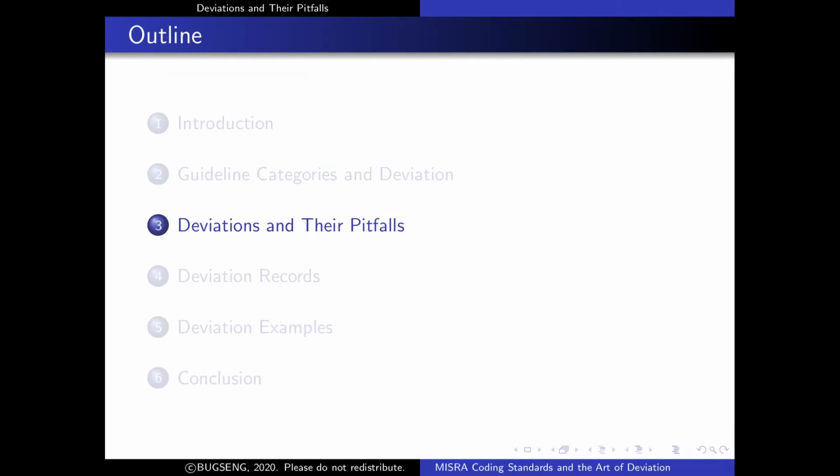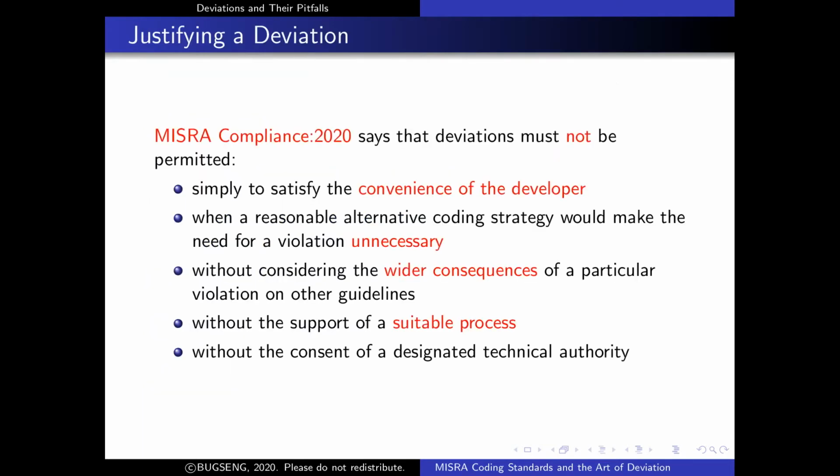So, deviations and their pitfalls. It is important to understand what it takes to properly justify a deviation. To make things clear, I would like to point out that this slide and the following one are not by me. They are by MISRA Compliance 2020, almost verbatim. MISRA says that deviation must not be permitted simply to satisfy the convenience of the developer.